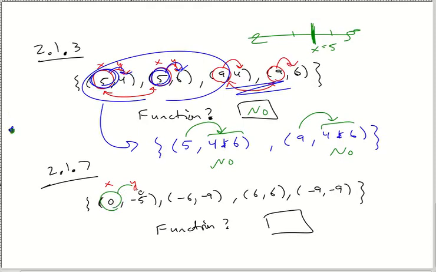Let's compare and contrast with this one. I have a 0 here. Does it have only one number next to it? Yes. I have a -6. Does that one only have a single number next to it? Yes. 6, have a single number next to it? Yes. And this -9? Yes. So everything's yes. Do we have any duplicate x values? We do not. All of the x values are unique. And so I don't have to worry about trying to rewrite it like we did last time. I'm going to say yes, everything's fine here.